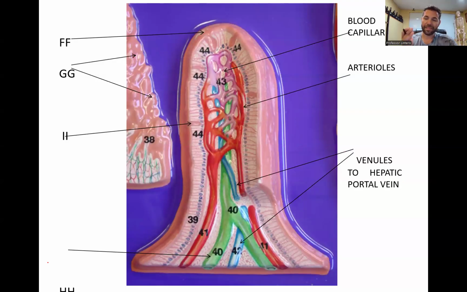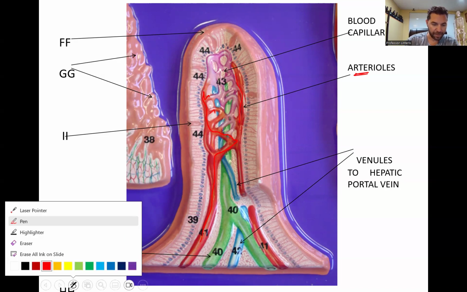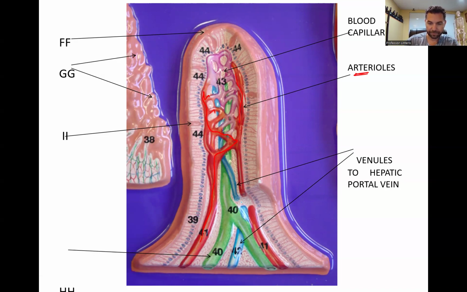Number one, this picture is a microvilli. Number two, we have red blood vessels in here. The red ones are called arteries. The blue ones, which we could see running up over here, are called veins.